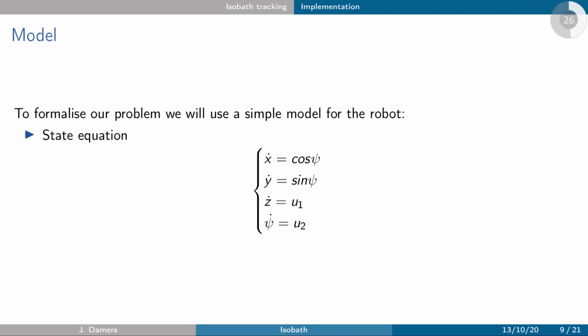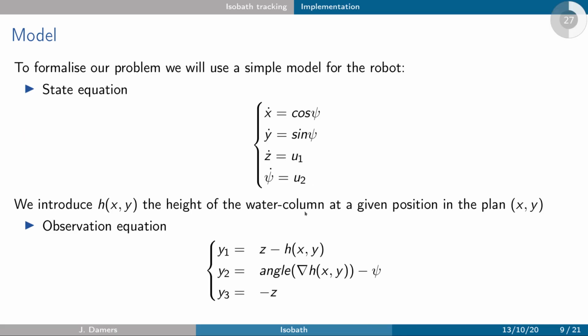So to formalize our problem, we'll use a simple model for the robot: x, y, z, psi. x and y are the position in the horizontal plane, z the depth of the robot, and psi its yaw. And here you've got the state equation of the robot. And we introduce h of x, y, which is the height of the water column at a given position in the plane.